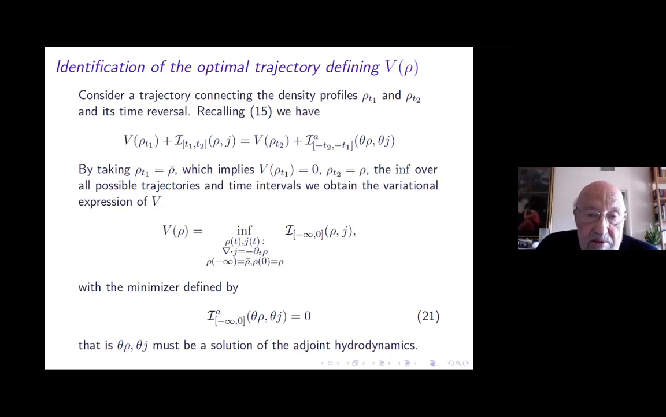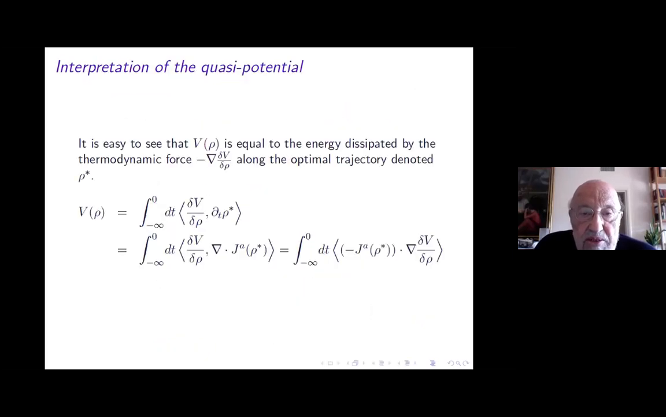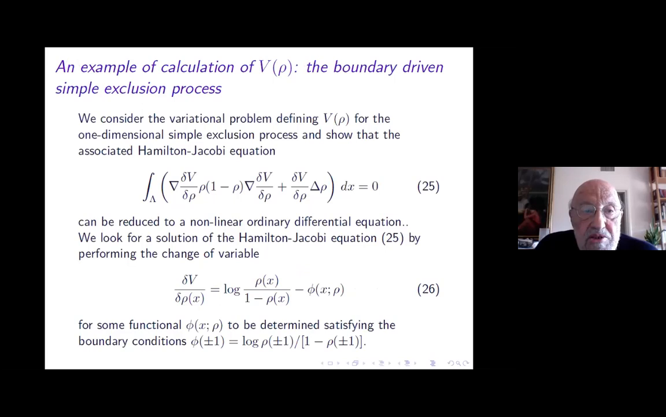I mean, this is a very simple interpretation, like the interpretation of this exponent in terms of energy dissipated. Let me skip. It is easy to see that this minimal work is equal to the energy dissipated by the thermodynamic force. Here I use the Onsager terminology, which is the gradient of this derivative of this potential. It's a very trivial calculation. Now this I skip.